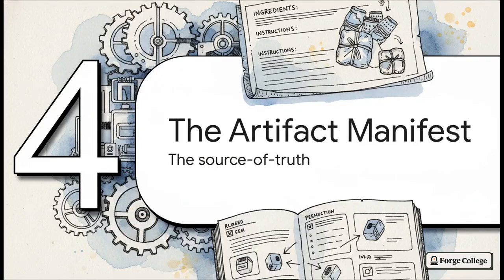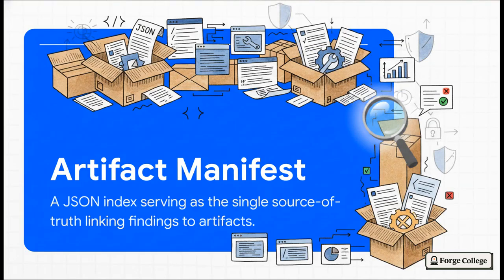Section 4. The artifact manifest. This is your single source of truth recipe card. By definition, the artifact manifest is a lightweight JSON format index. It clearly enumerates every single retained file sitting in your bundle. Think of it kind of like the menu.